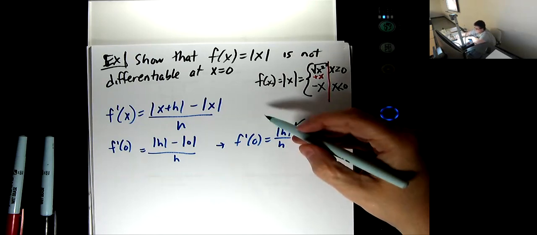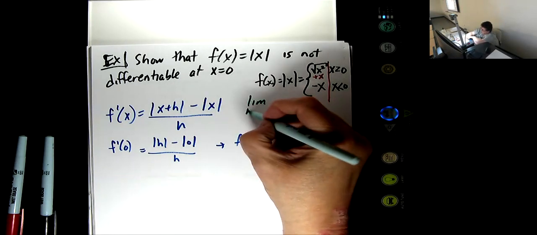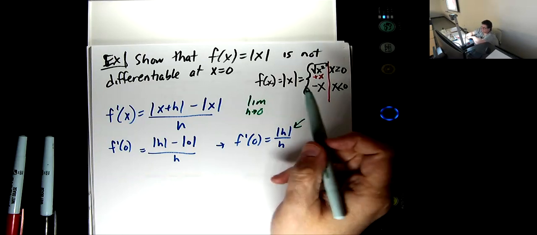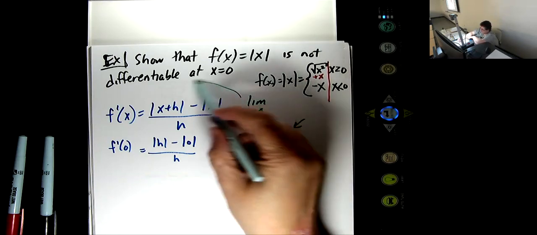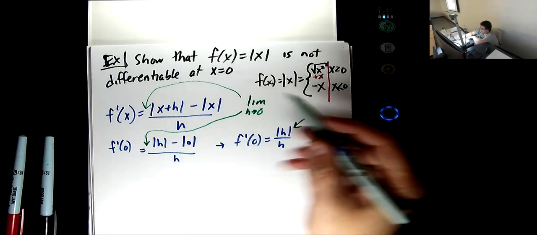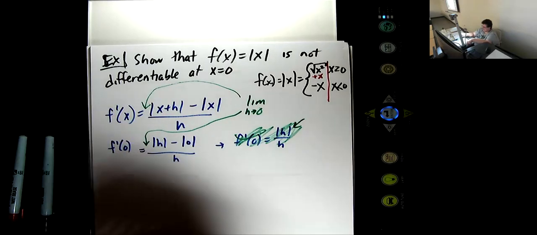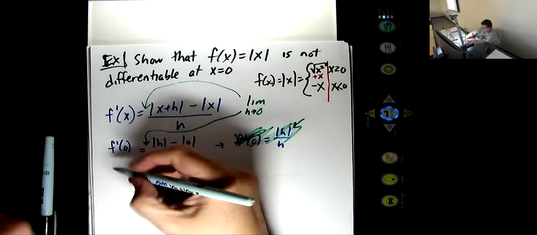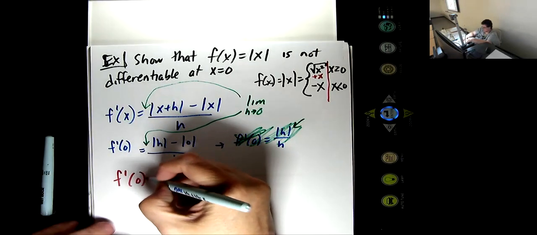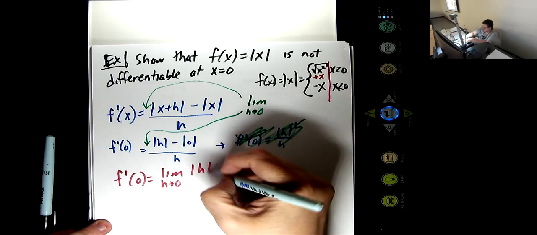I'm missing something here. I don't have the limit as h goes to 0. That's an instant markdown on points if you do this on a test. I'm going to rewrite that right there. I've got to do it right. f prime of 0 equals the limit as h goes to 0 of absolute value of h over h.